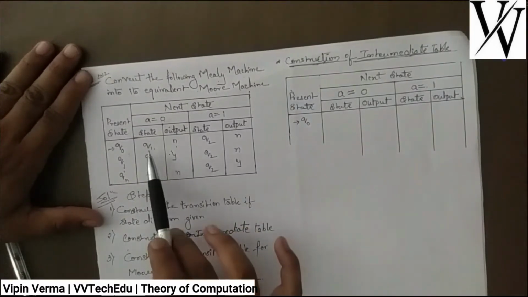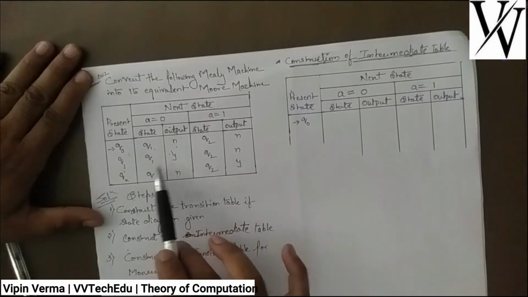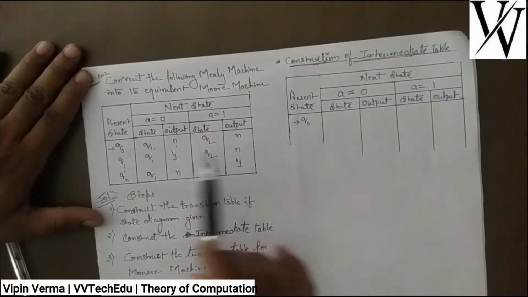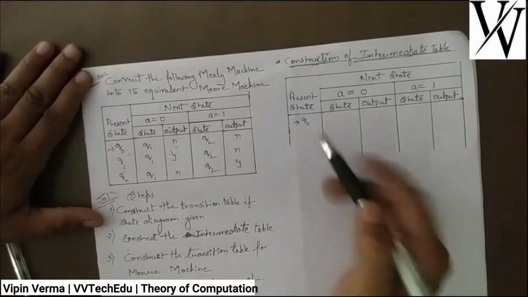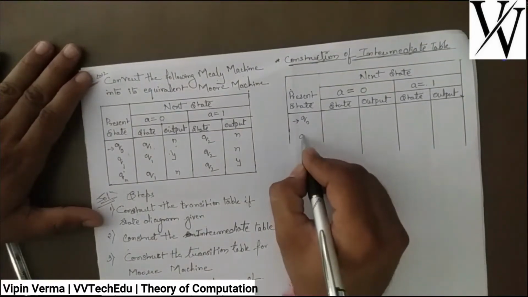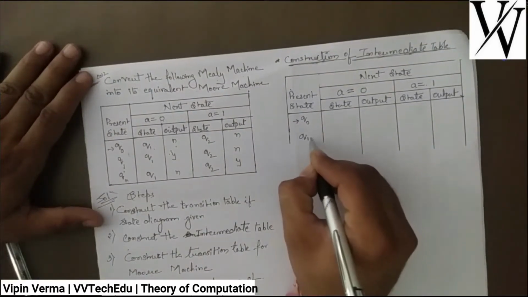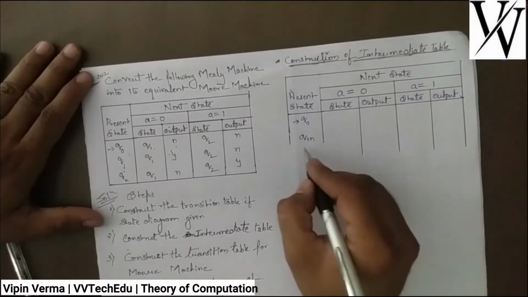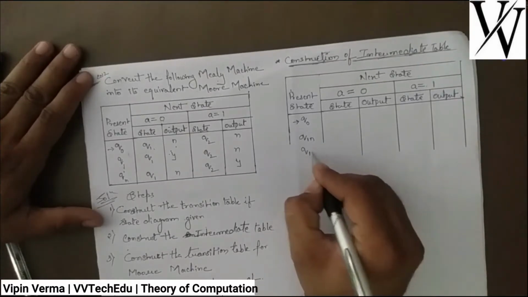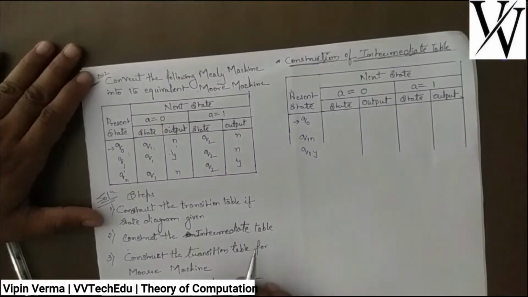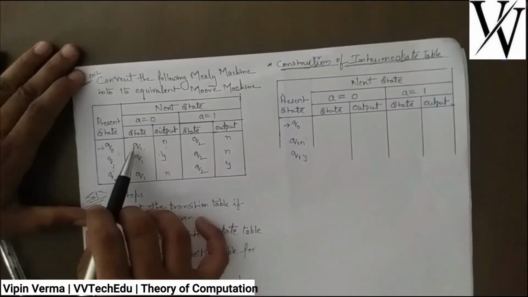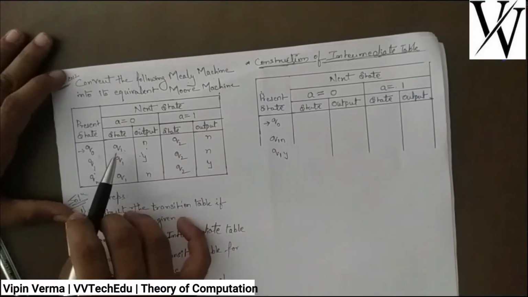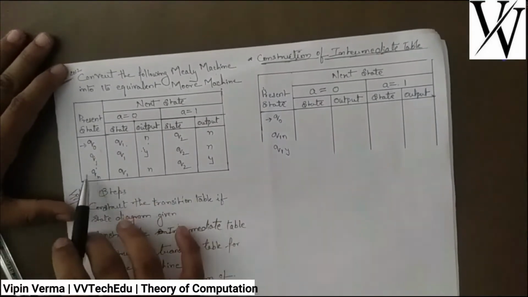So what we say, we need to generate two different instances corresponding to the Q1 state in the intermediate table. So we just need to write it as Q1, one of the output is N and the another output is Y. So we need to generate two instances for the same state called Q1. Okay, now and then the next is Q2 state.